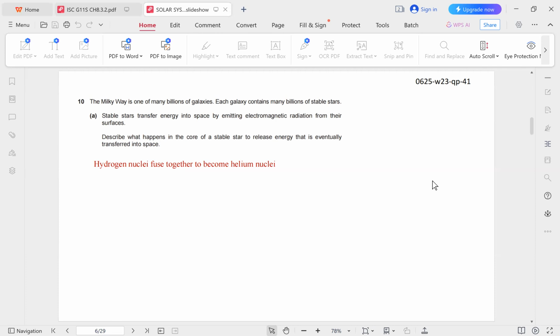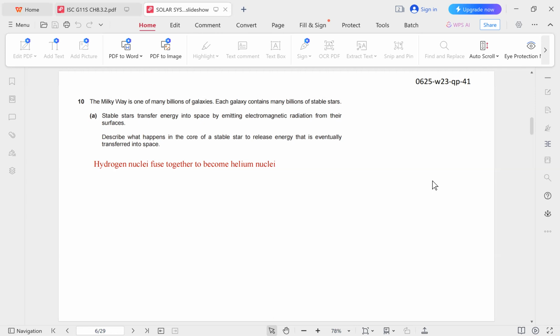So the Milky Way is one of many billions of galaxies. Each galaxy contains many billions of stable stars. Stable stars, like the Sun, transfer energy into space by emitting electromagnetic radiation from their surfaces. Describe what happens in the core of a stable star to release energy that is eventually transferred into space.